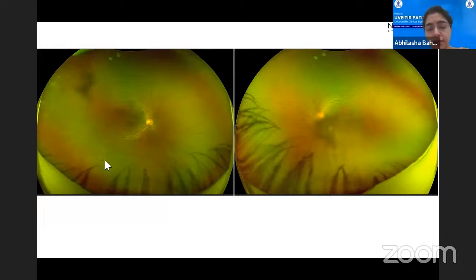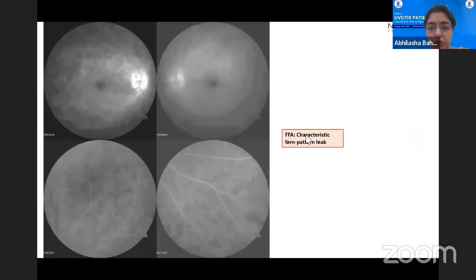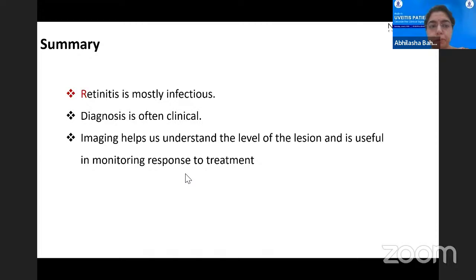These cases are very deceptive because you might feel, looking at the fundus picture, that you have given very good treatment and the infiltrates are all gone. But if you see the fluorescein angiogram, you will see characteristic fern pattern leak. So FFA should be the main modality to monitor response to treatment in this disease. To summarize, retinitis is mostly infectious. Diagnosis is often clinical. Imaging helps us understand the level of the lesion and is useful in monitoring response to treatment.